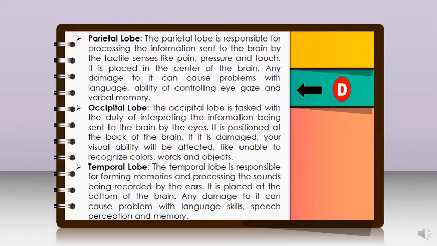Then we have the temporal lobe. It is responsible for performing memories and processing the sounds being recorded by the ears. It is placed at the bottom of the brain. Any damage to it can cause problems with language skills, speech perception, and memory.